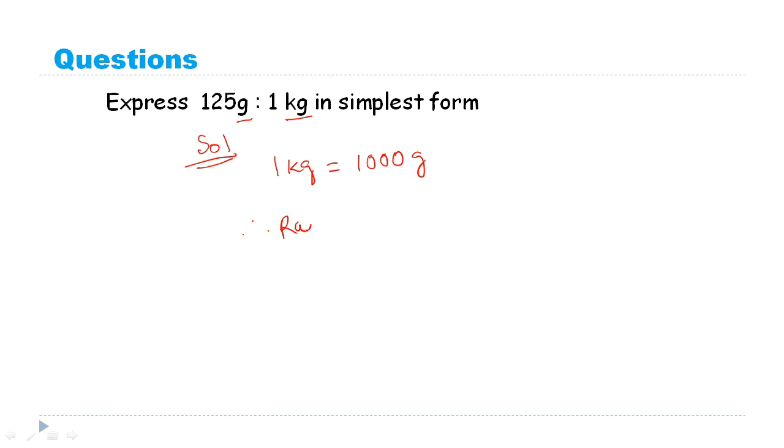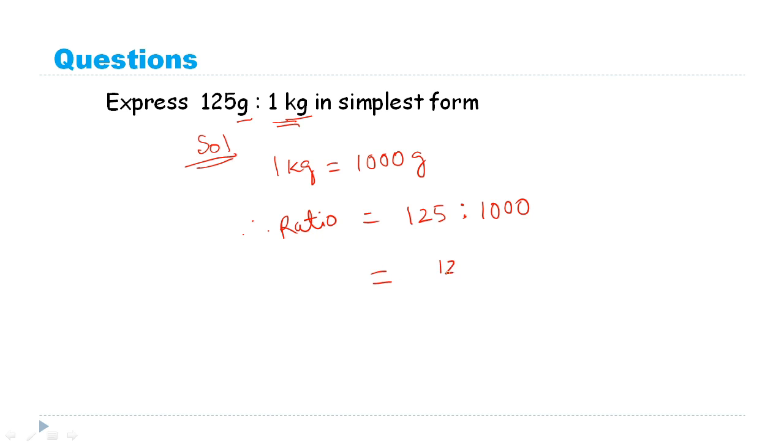Therefore the ratio will be what? 125 is to 1000. Yes or no? Because 1 kg has been changed into gram. 1 kg means 1000 gram. That's why 125 is to 1000.